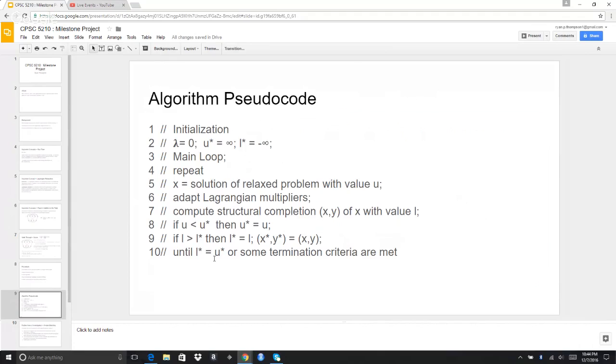And so, until the lower bound equals the upper bound, which would be the ideal goal, but you don't know how long that would take to run. So in some cases, you just don't do that, and you give it the termination criteria of a percent difference between iteration 1 and iteration 2, or you give it just a total runtime to go after. Once that termination criteria is met, the program executes completely. So this is what the pseudocode would look like.